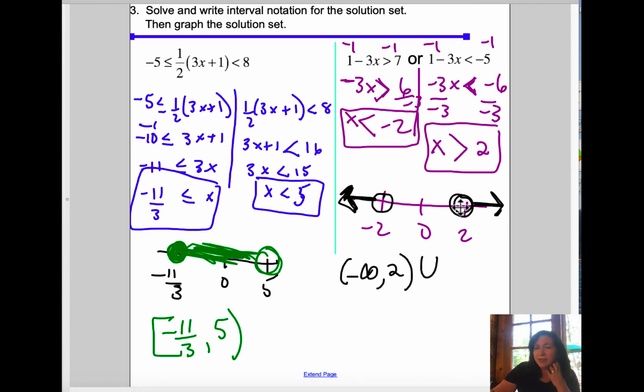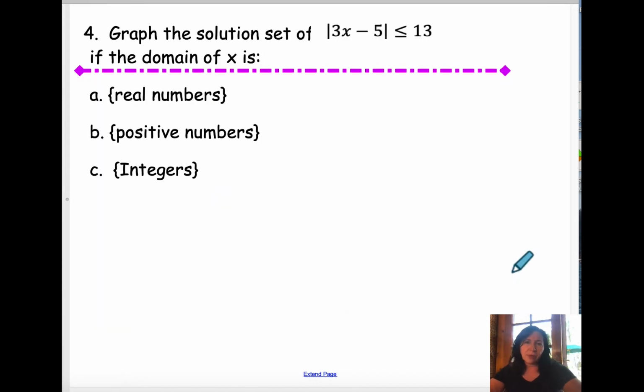Union, you've got this as 2, not including 2, and then that's going all the way to infinity, and then close the parentheses, not a bracket, parentheses. So for this kind of problem, it's graphing the solution set. We're going to graph this right here, and then they want to know what is the domain of x based on these 3 values.